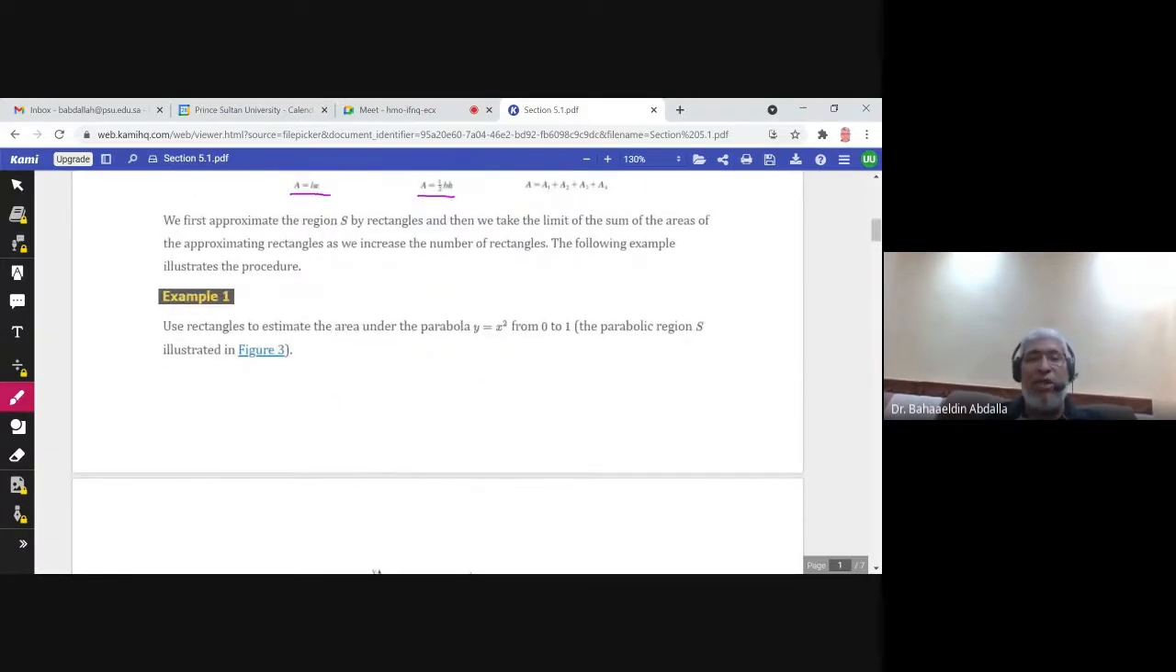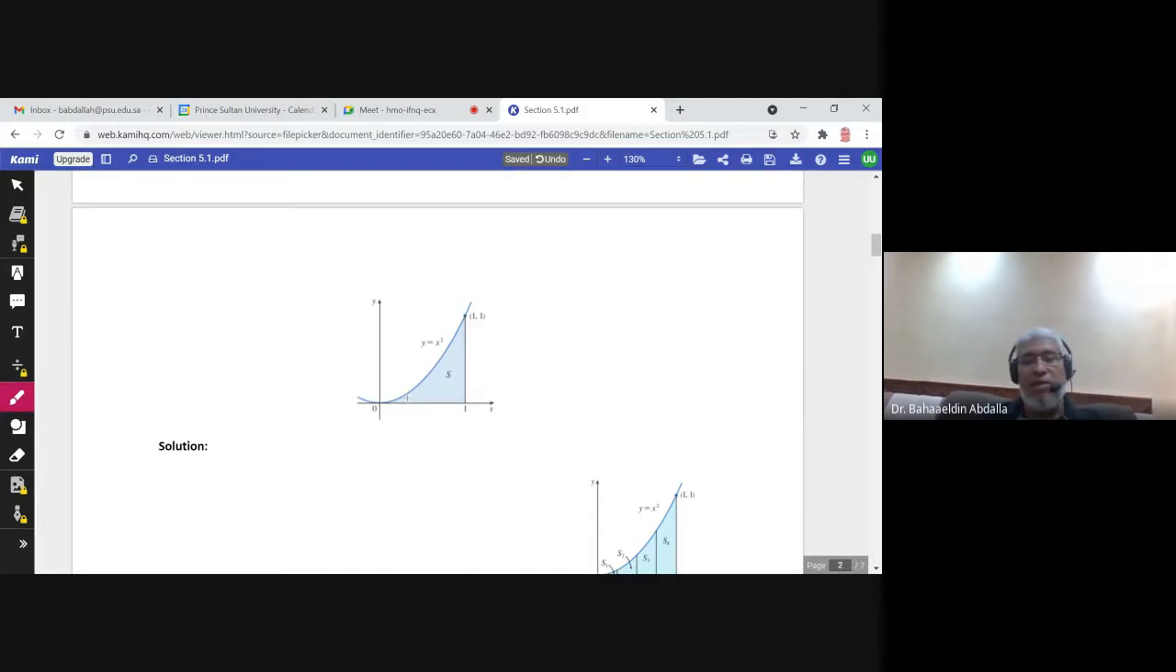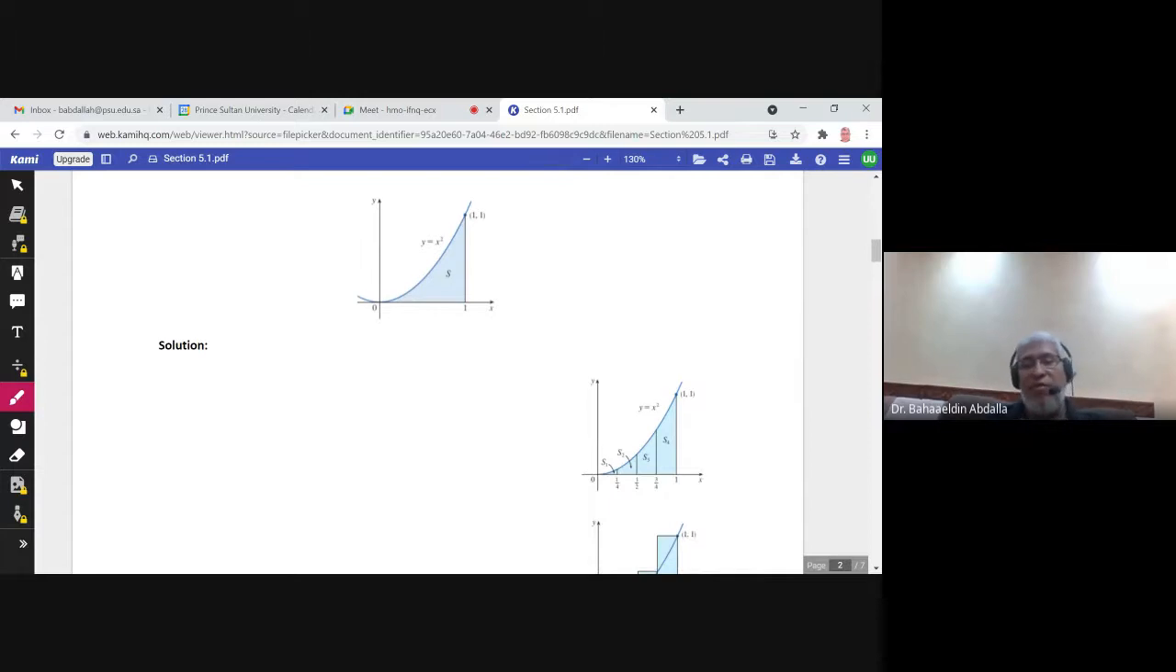So let us start by this example. Use rectangles to estimate the area under the parabola y equals x squared from 0 to 1. Okay, this is the graph of the parabola y equals x squared from 0 to 1. So we need to estimate the area of this region S. How can we do that? Well, we can, for example, divide this distance from 0 to 1 into 4 small strips.